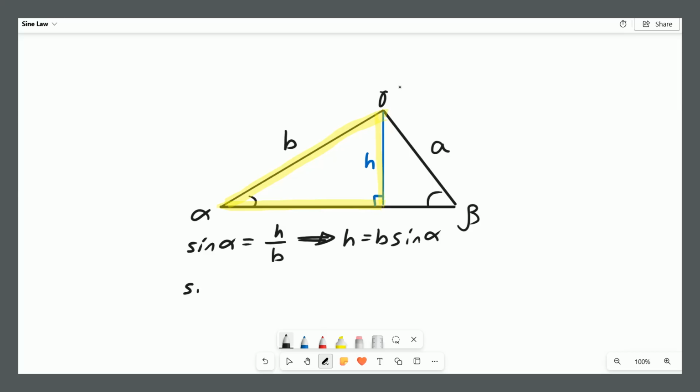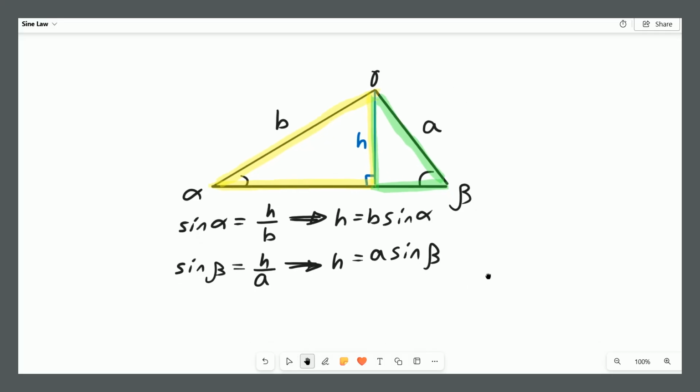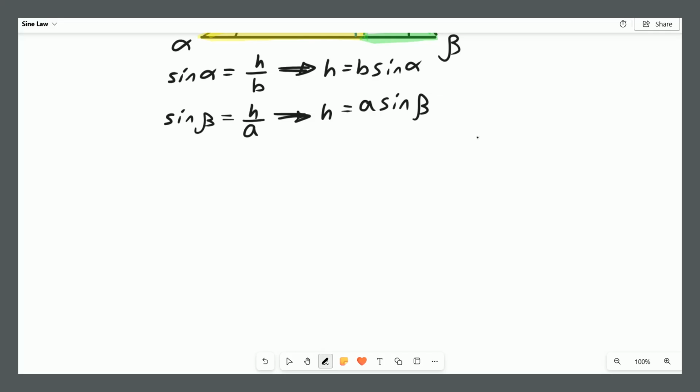Now we could also write that the sine of beta is equal to h over a, because if we look at this right angle triangle here, h is the opposite side to beta and a is the hypotenuse of this right angle triangle. And we could rewrite this as h equals a sine beta. So if both of these expressions are equal to h, it means these expressions are equal to each other.